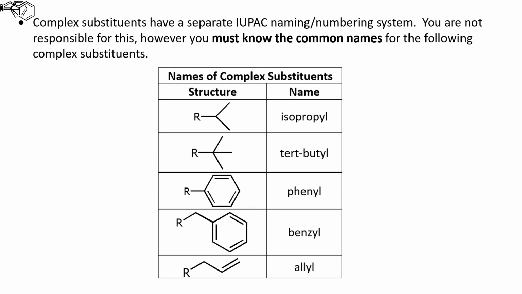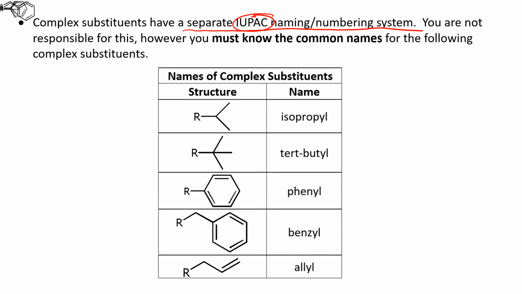The complex substituents are basically those that are not just straight chain branches. So they have separate naming and numbering systems. You're not responsible for the IUPAC naming and numbering system for these complex substituents.